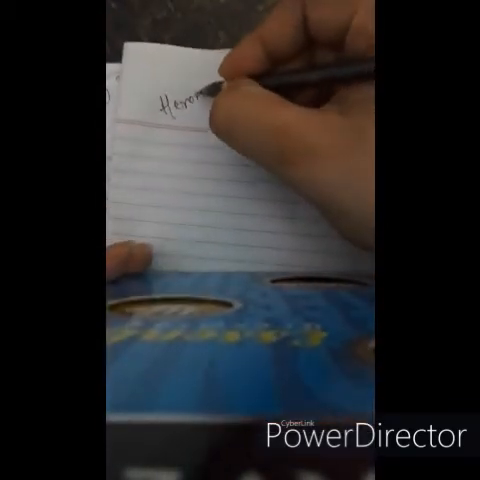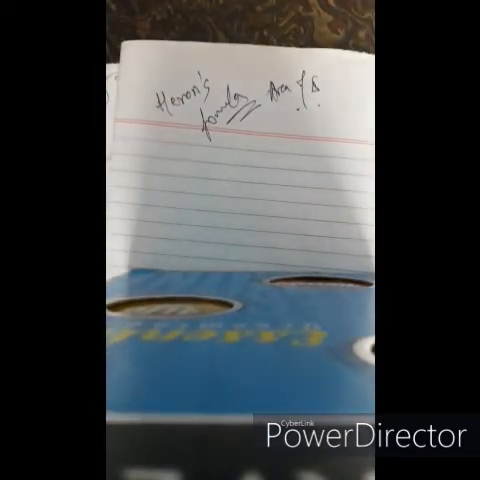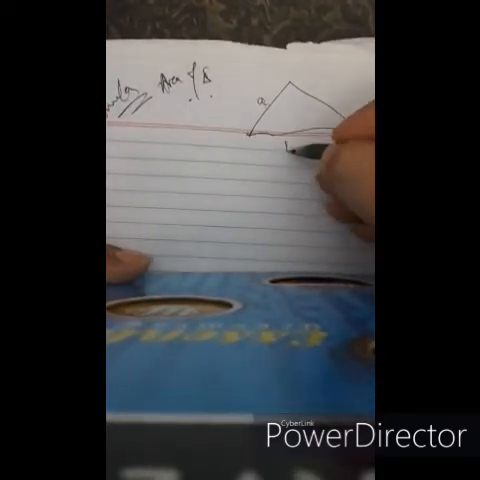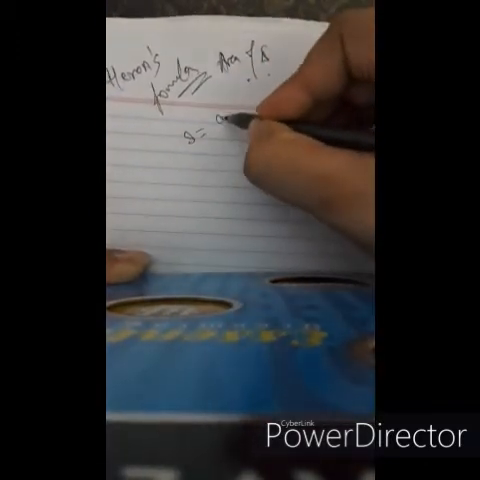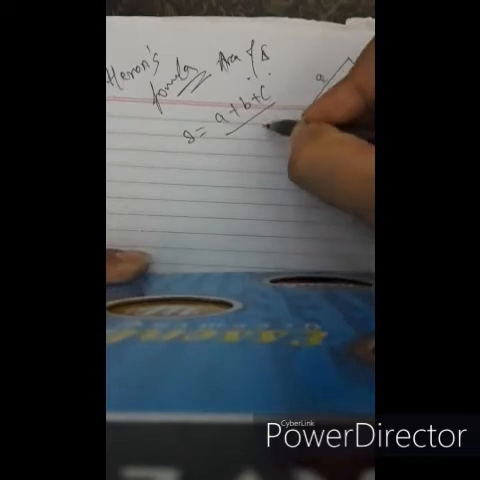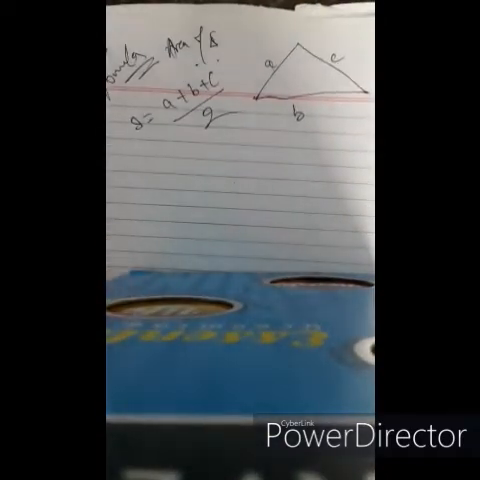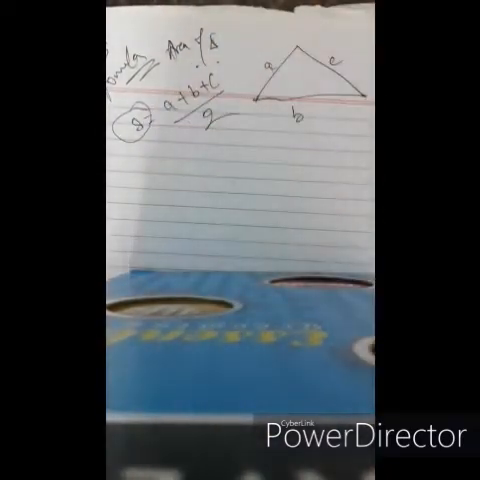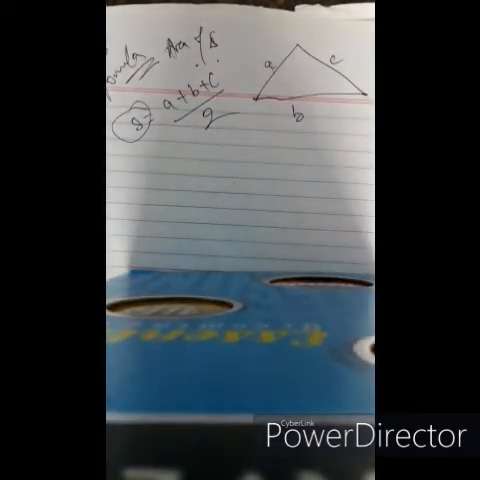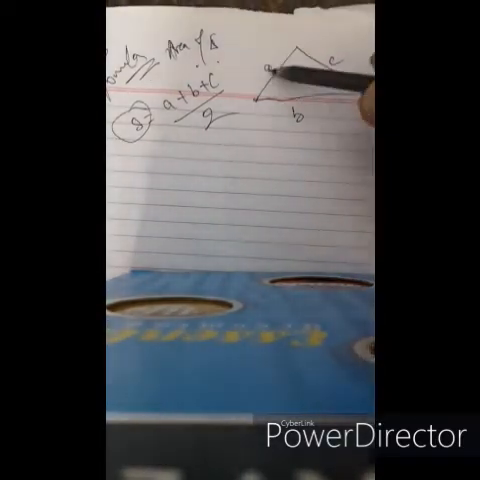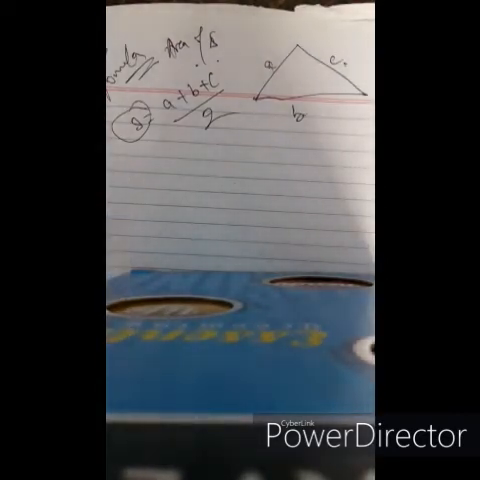Hero's or Heron's formula of area of triangle. What does Hero's formula state? A triangle is given, any triangle. Suppose the lengths of the sides be a, b and c. So the semi-perimeter of the triangle is given by a plus b plus c, the sum of sides, divided by 2. S is the semi-perimeter, mind you, not the perimeter. It's the semi-perimeter, that is half of the perimeter: a plus b plus c divided by 2.